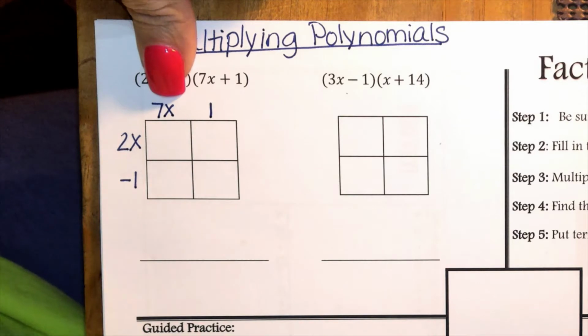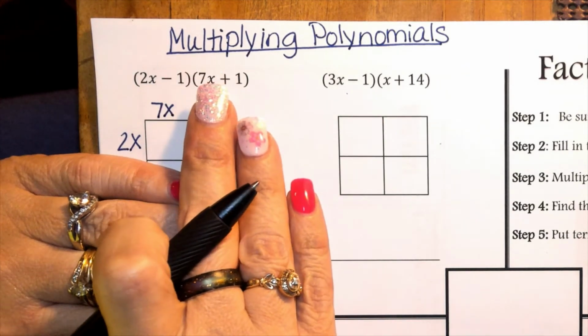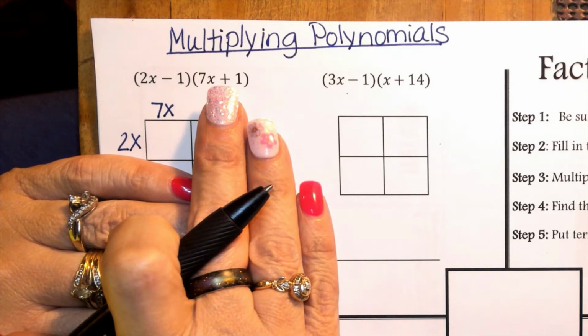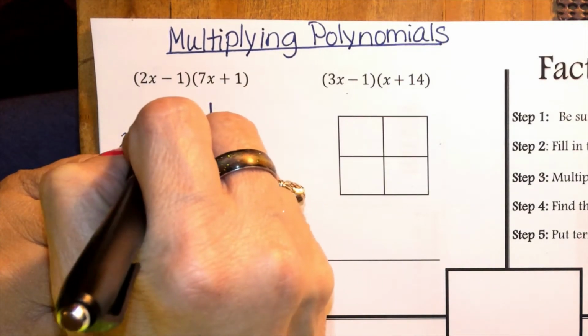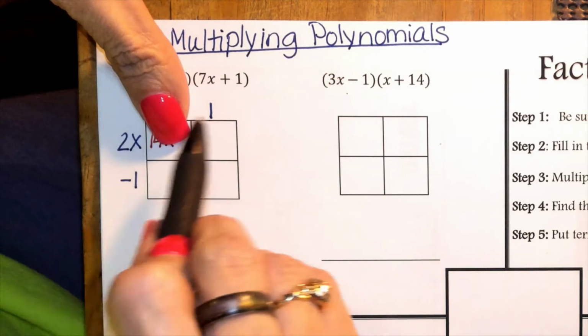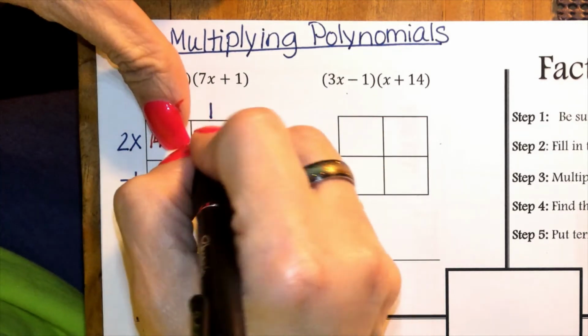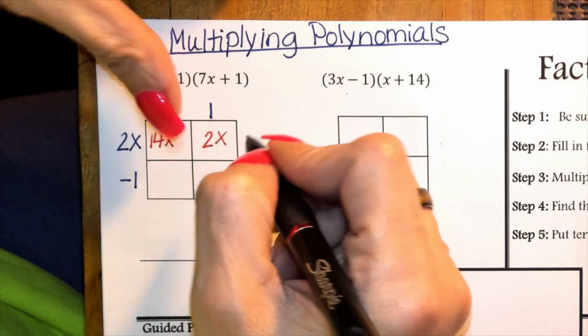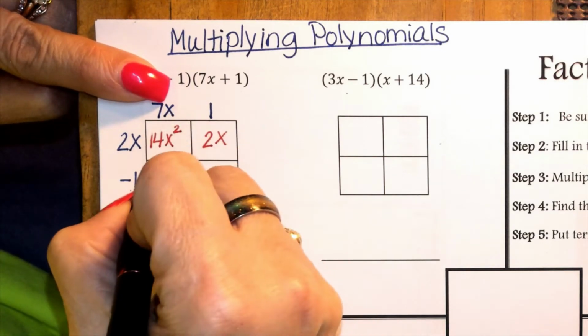Now, we're going to find the area of that square right there. What's the area of that square? Length times width. It'd be 2 times 7 and x times x. That would be 14x squared. Now let's do this one. 2x times 1. You might be thinking, Punnett square. Yes, it is. 2x. Now let's do 7x times negative 1 to get this one. Negative 7x. And the last two, 1 times negative 1 is negative 1.